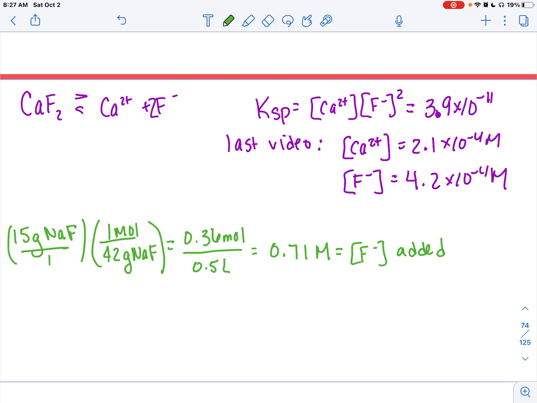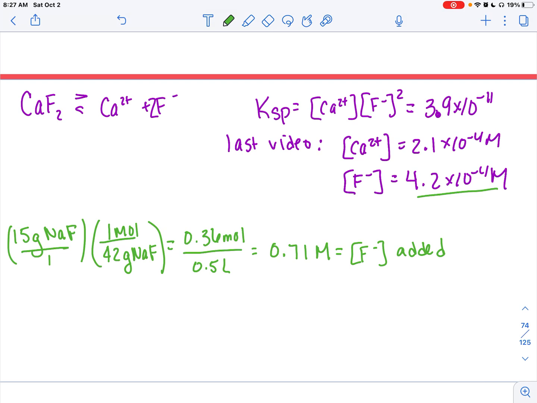Now you can see what we could do is add that 0.71 to 4.2 times 10 to the negative 4. But you can already see that that's not going to make that much of a difference. This is so much smaller. So I'm just going to use 0.71 because for rounding it will come out to that anyway.